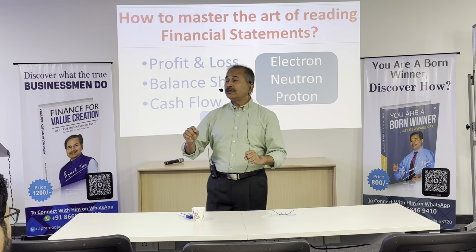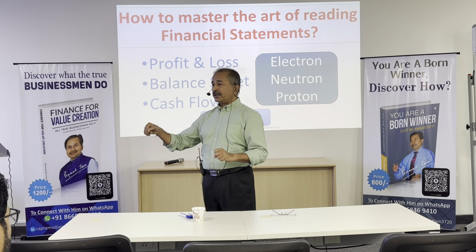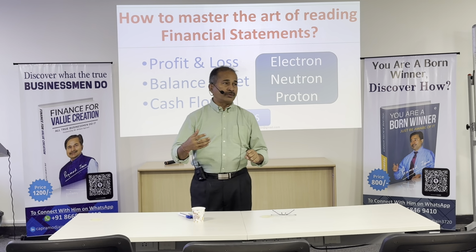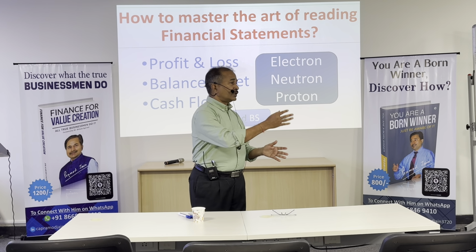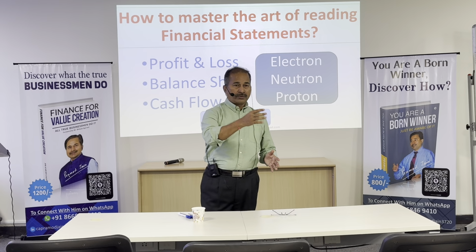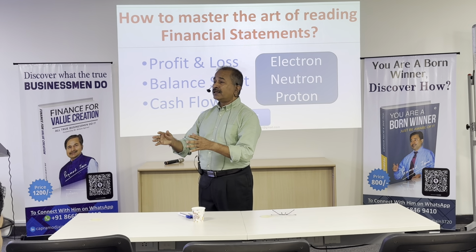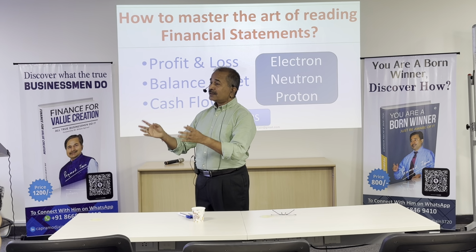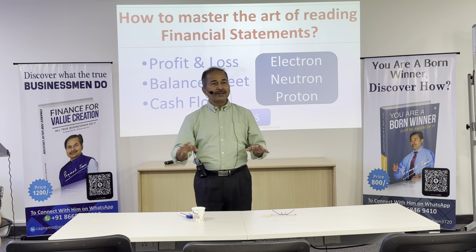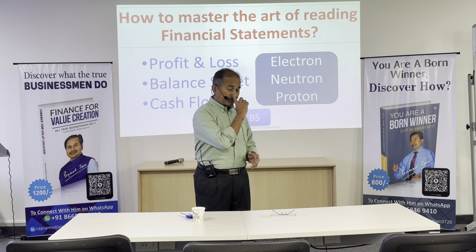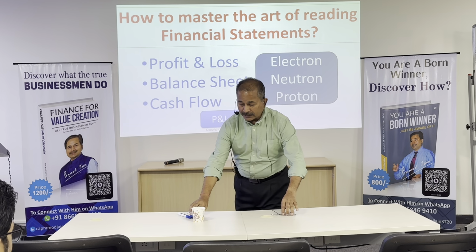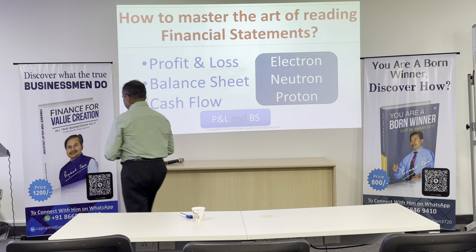So the balance sheet, the P&L and the cash flow statement are like neutron, proton and electron. We all know, anyone who understands what a neutron, proton and electron is in physics can solve any problem in physics. Same is the case with the P&L, balance sheet and the cash flow. If you know them, you can really solve any problem in the domain of finance. And that is what we will now understand together.